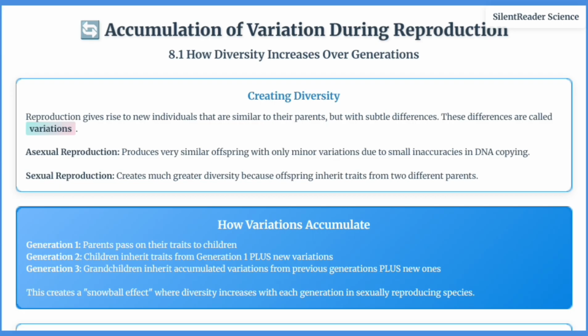For example, if you look at your family tree, you'll notice that you inherit traits not just from your parents, but from your grandparents and beyond. This accumulation of variations is crucial for evolution because it provides the raw material for natural selection. When environmental conditions change, individuals with certain variations may have better survival chances, and these advantageous traits get passed to future generations.